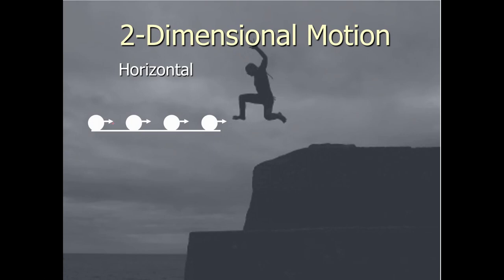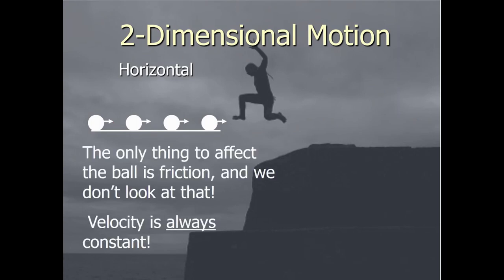And you'll notice that each one of these arrows is roughly the same length because there is no friction involved. So the only thing affecting the ball is friction, and we don't look at that, so we would say that that velocity is always constant in the horizontal direction.